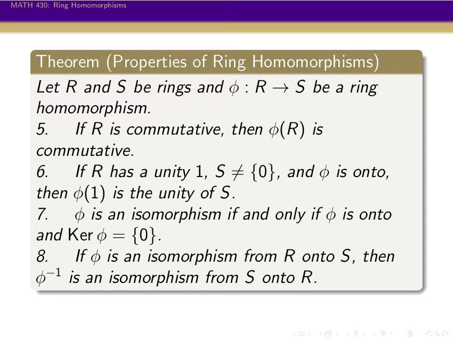Okay, and lastly, if phi is an isomorphism from R onto S, then same as we saw before with group isomorphisms, there is an inverse map, which is also an isomorphism from S onto R. So any isomorphism between rings means that there's also an inverse isomorphism between the rings.